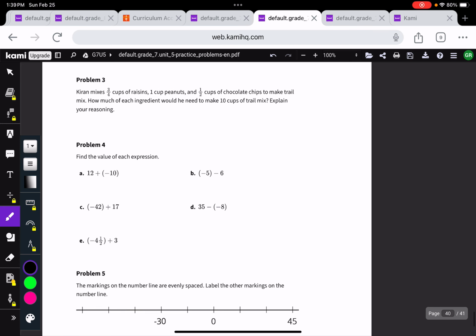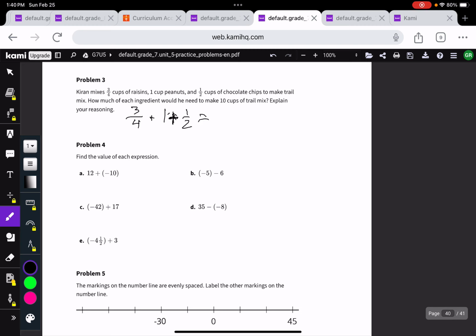Problem 3, kudos to anyone who wants it. That one, it's an awesome problem, and we can do it. Kieran mixes 3/4 of a cup of raisins, 1 cup of peanuts, 1/2 cup of chocolate chips. How much of each ingredient would he need to make 10 cups of the trail mix? You kind of got to figure out, well, 3/4 plus 1 plus a half. Oops, that should be a plus sign.